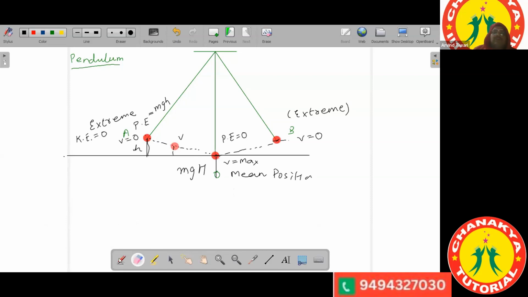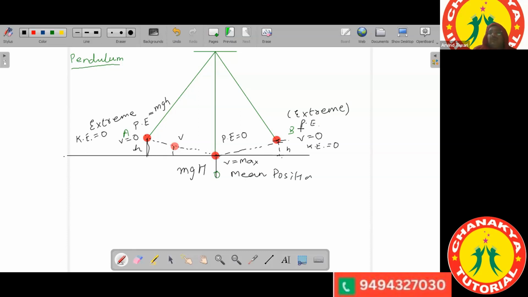So now when it again starts moving from the mean position towards the other position B, its speed decreases. And when it reaches the point B, its speed is zero. So at this point B, its kinetic energy is zero, right? But it has some amount of potential energy which will be equal to mgh since it will reach the same height h, so it will have the same potential energy.